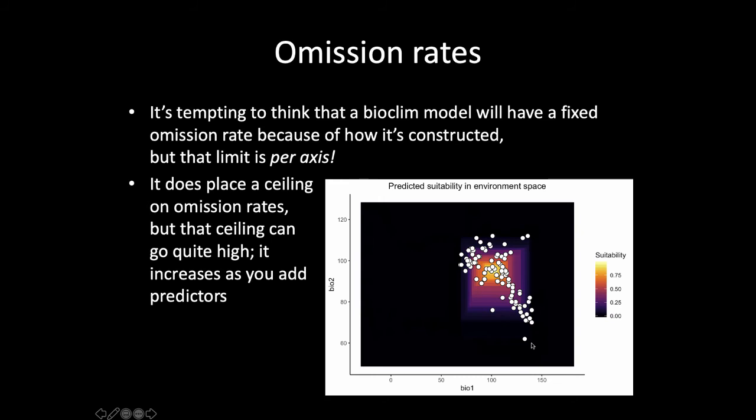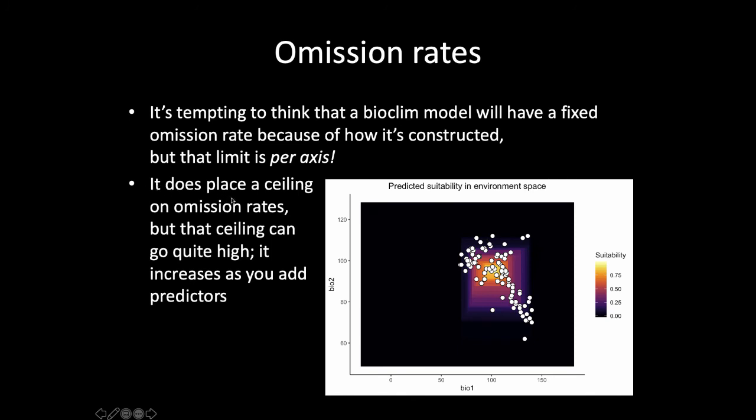Why do I say that it doesn't place a fixed ceiling on omission rates? So along a single axis, the omission rate is fixed. But in terms of the whole model, there can be stuff that falls out of the boundaries for the x-axis, and therefore is deemed unsuitable, that does not fall out of the boundaries for the y-axis. So it falls inside of the distribution here, but outside of the distribution here. And what that means is that something is actually falling outside of the niche model if it's outside in any single dimension, which means as you add more dimensions, you add more ways for points to fall outside of the model.